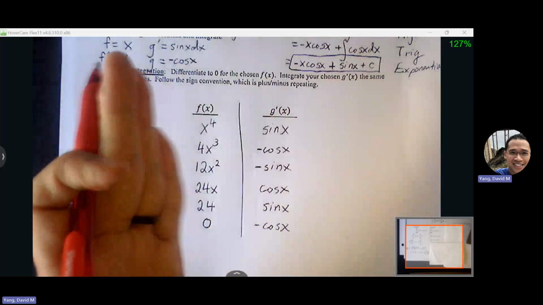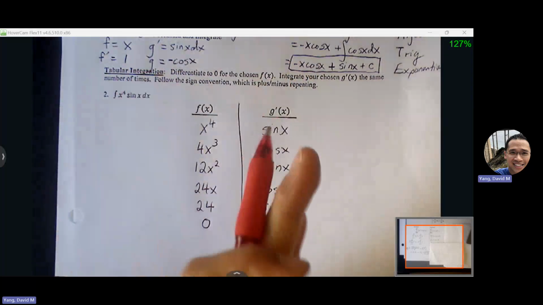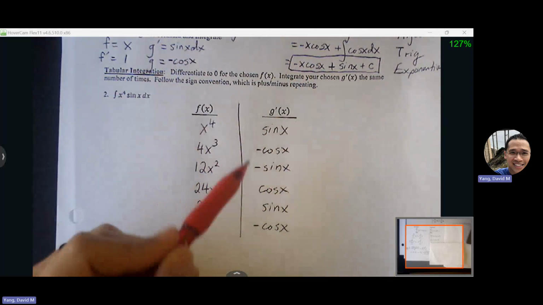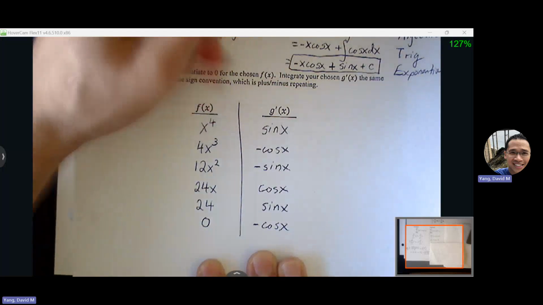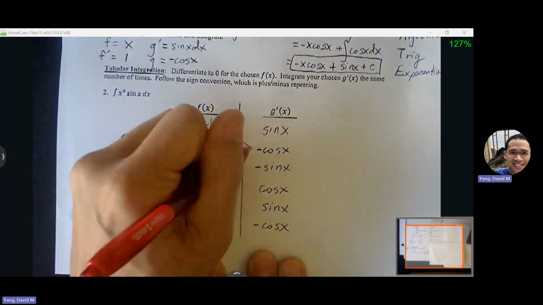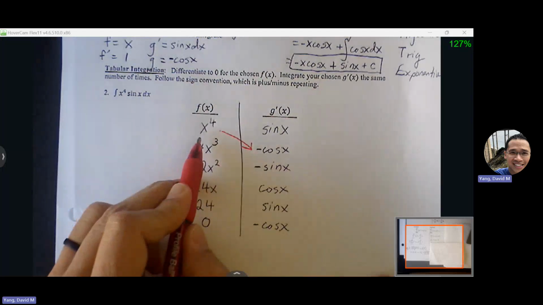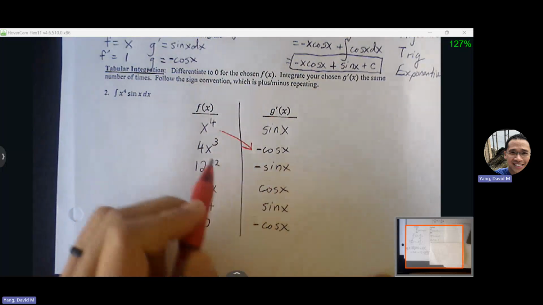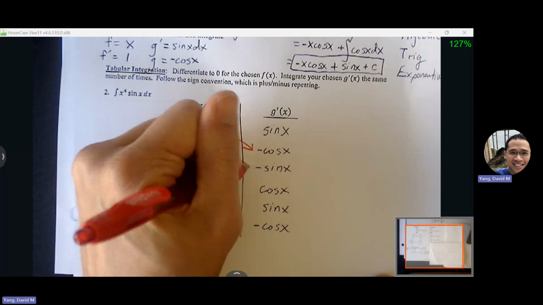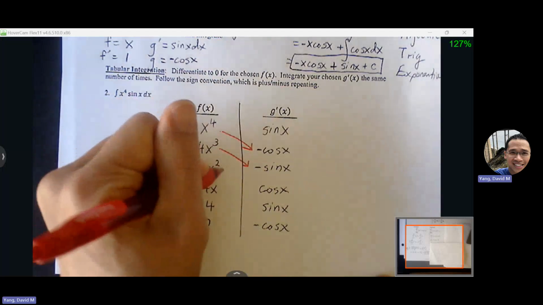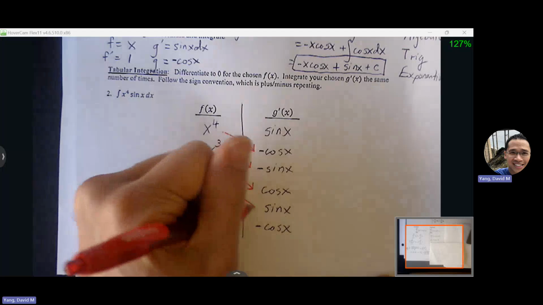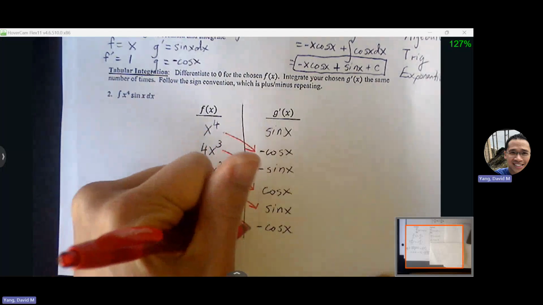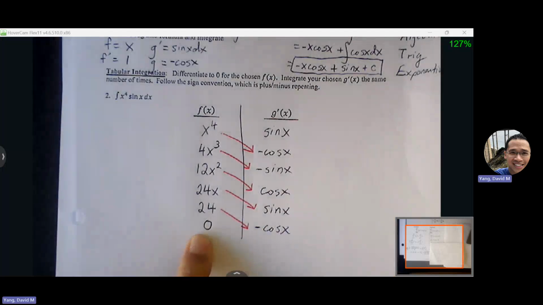There's going to be a pairing between the two columns, but they're going to be paired diagonal with each other. So starting with the upper left term, these will be multiplied with each other. So x to the fourth will get multiplied with negative cosine of x. 4x cubed goes with negative sine of x. 12x squared with cosine. 24x goes with sine. 24 goes with negative cosine, and we ignore the 0.